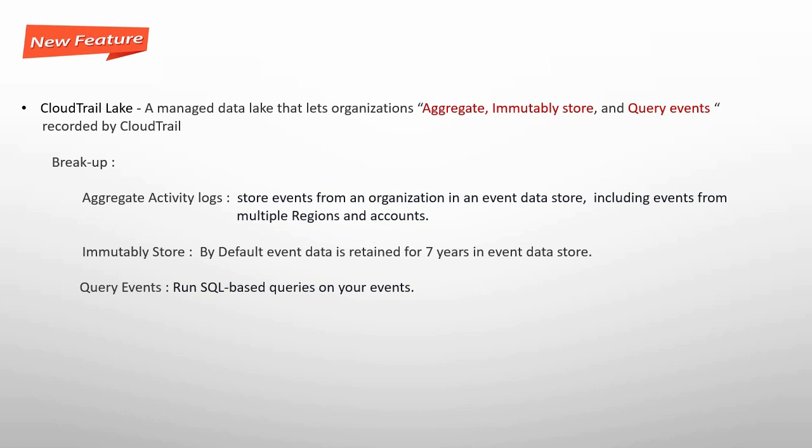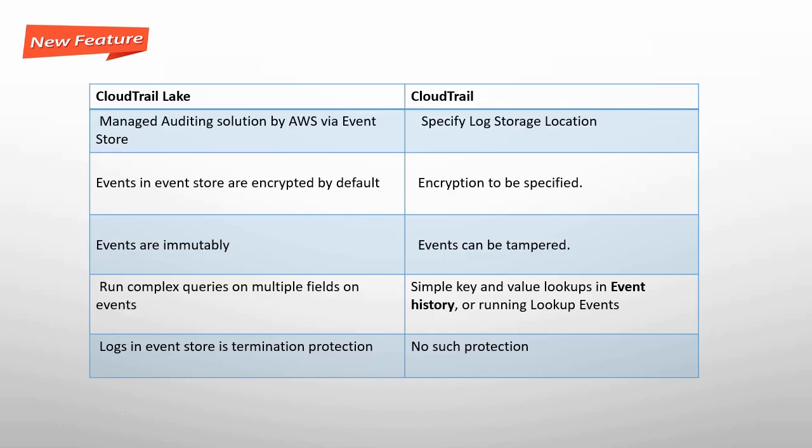Now, let's have a brief comparison between CloudTrail Lake and our classic CloudTrail. So let's take the classic CloudTrail first. Earlier in CloudTrail, we had to specify the log storage location, for example an S3 bucket, and the events were not encrypted by default. You need to specify the encryption, whether it is AWS managed KMS or customer managed. And there were chances that the events could be tampered with. When it comes to running queries, it was simple key and value lookups in event history or running lookup events.